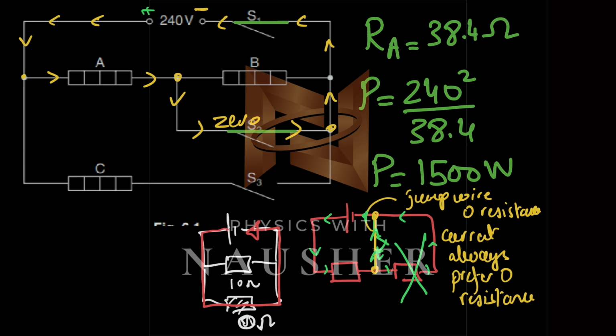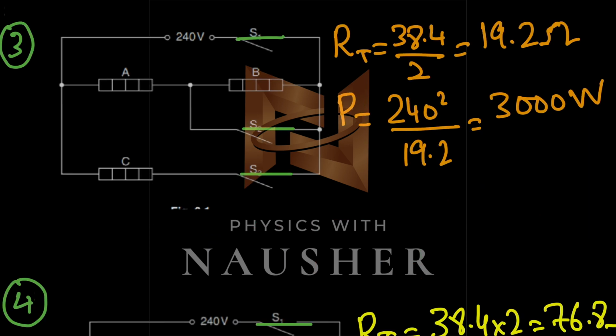We already calculated that. The power that you're supplying was 240. So power is 240 squared over 38.4, and you get the power as 1500 watts. Because in the table, they're asking you to express in kilowatts, you write 1.5 kilowatts. Let's go to circuit number 3.